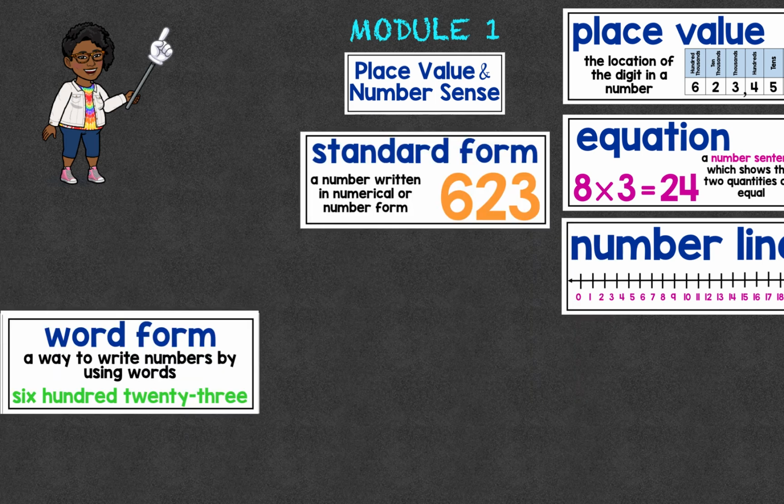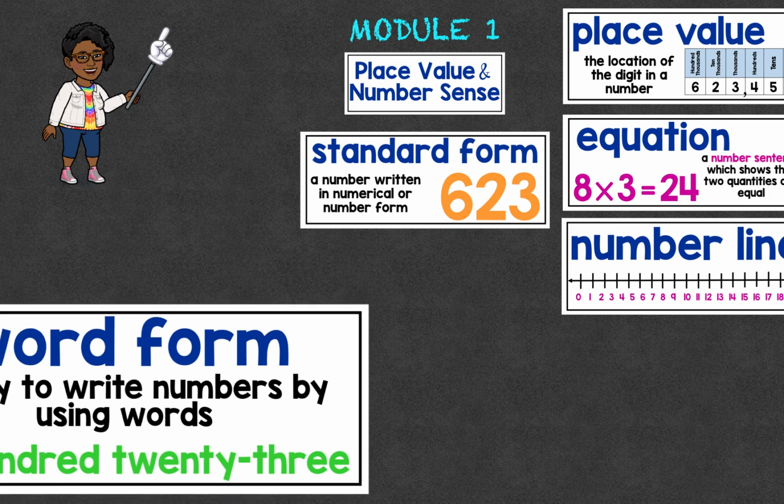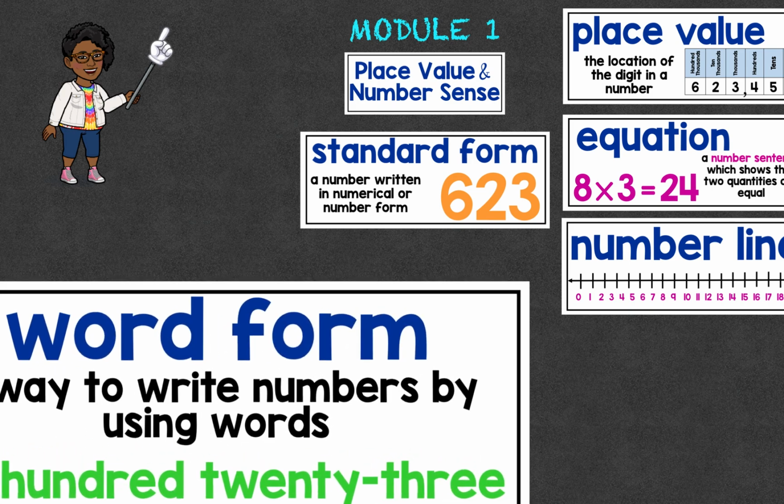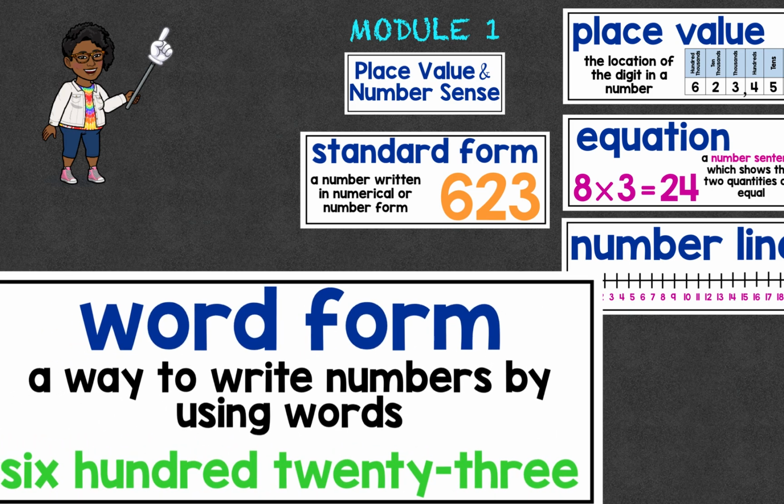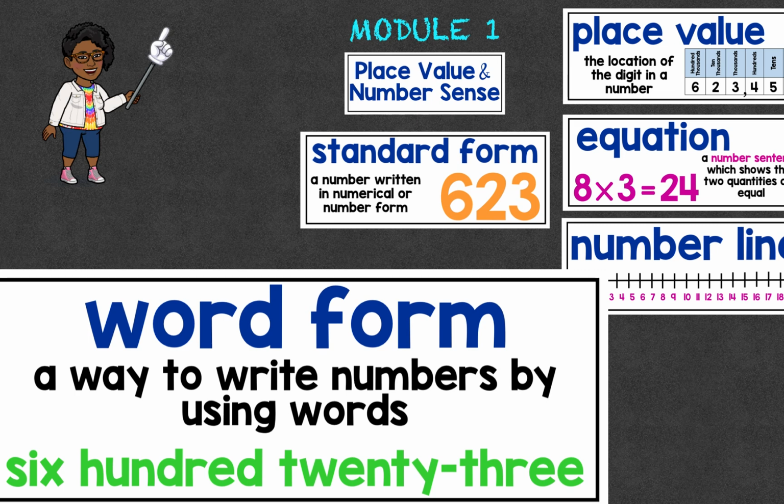The next way we can write a number is in word form. In word form, we're writing numbers by using words. So exactly how we would say the number, 623, that is how we would write it. And we want to make sure that when we're saying these bigger numbers, it's so easy to say "and" in the middle of the number. But we want to cut that "and" out and just write the words for the digits that we see, six hundred twenty-three.